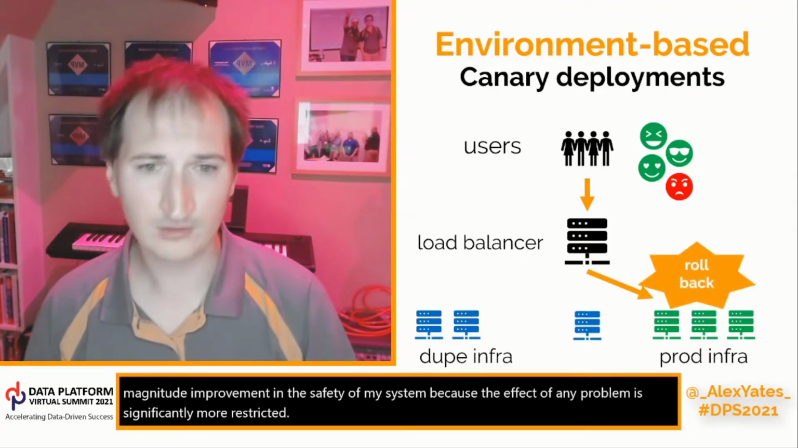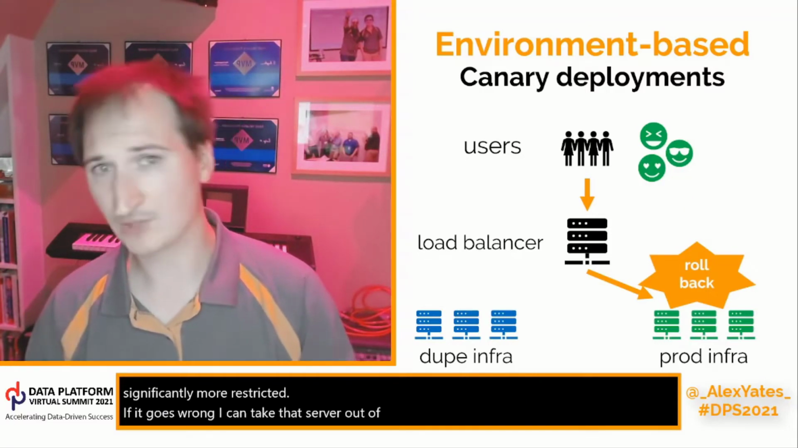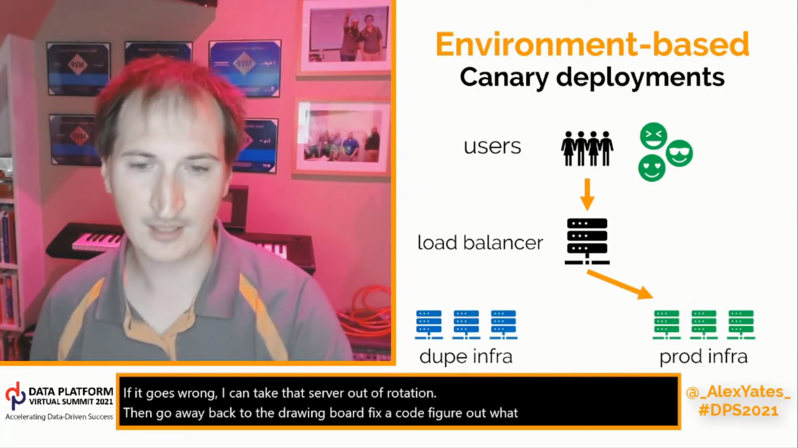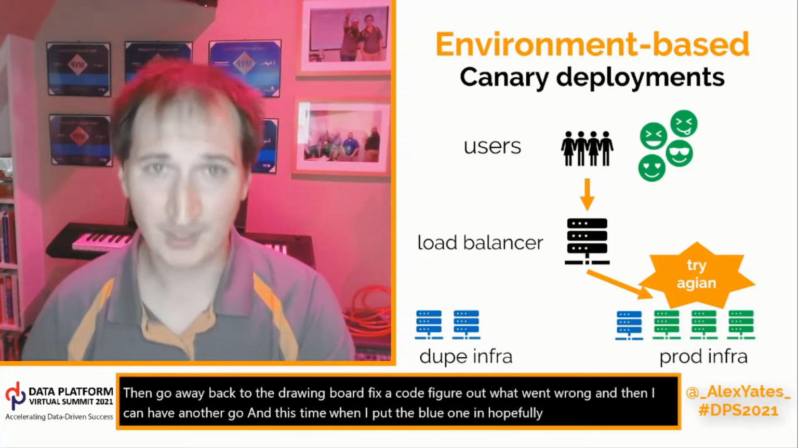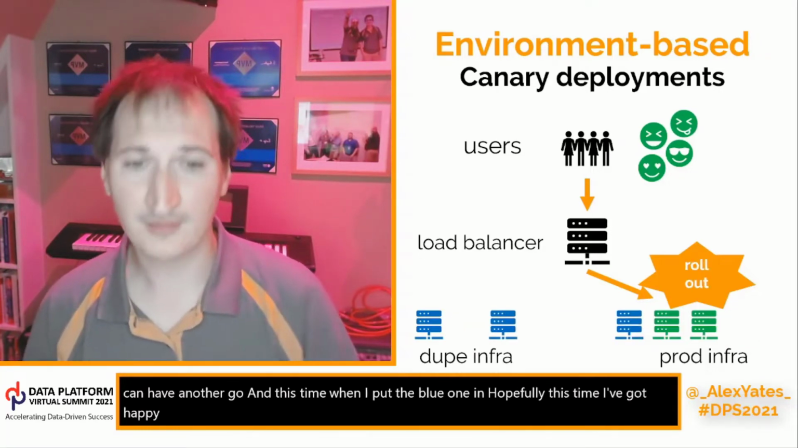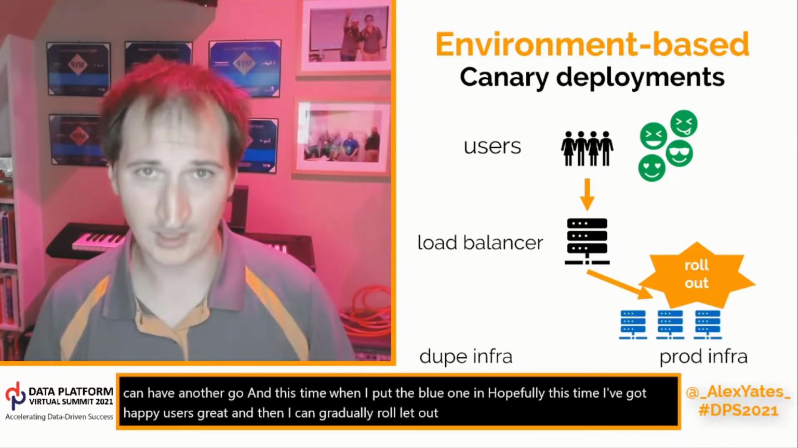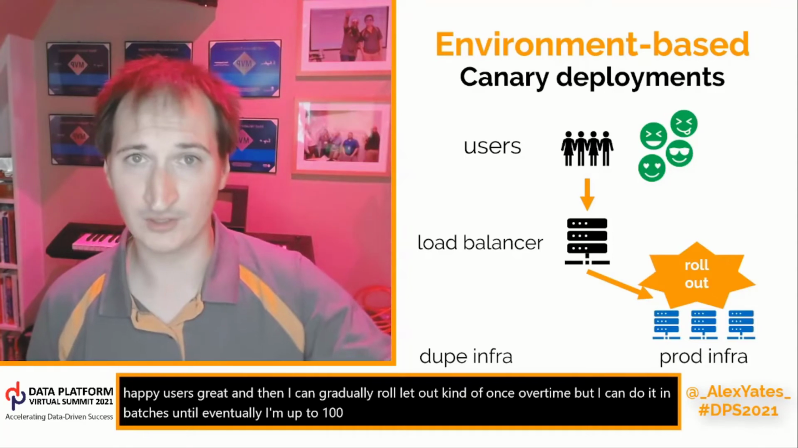If it goes wrong, I can take that server out of rotation. I can go away, back to the drawing board, fix the code, figure out what went wrong, and then I can have another go. And this time, when I put the blue one in, hopefully this time I've got happy users, great, and then I can gradually roll it out kind of one server at a time, or I can do it in batches until eventually I'm up to 100% of people using the new version.